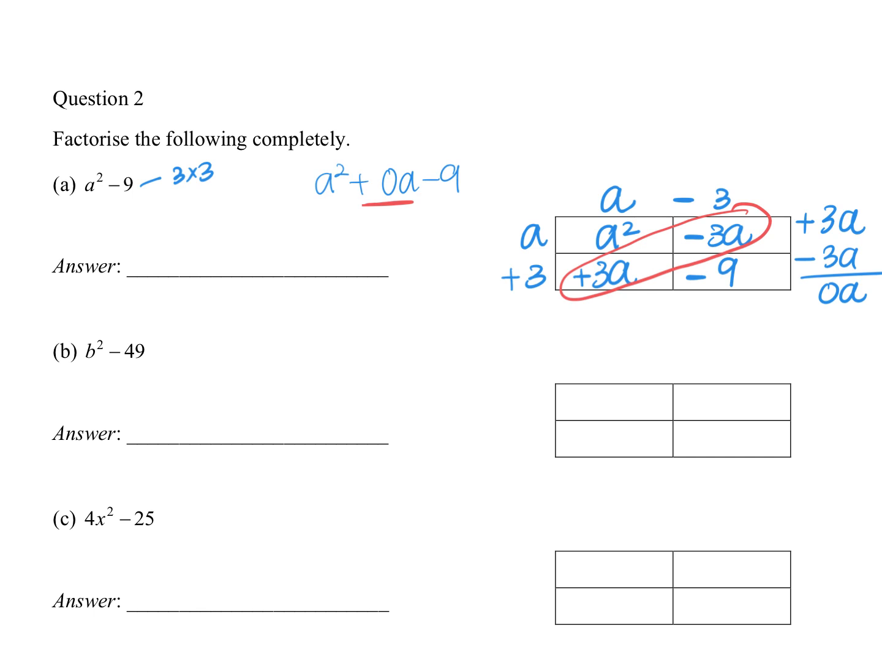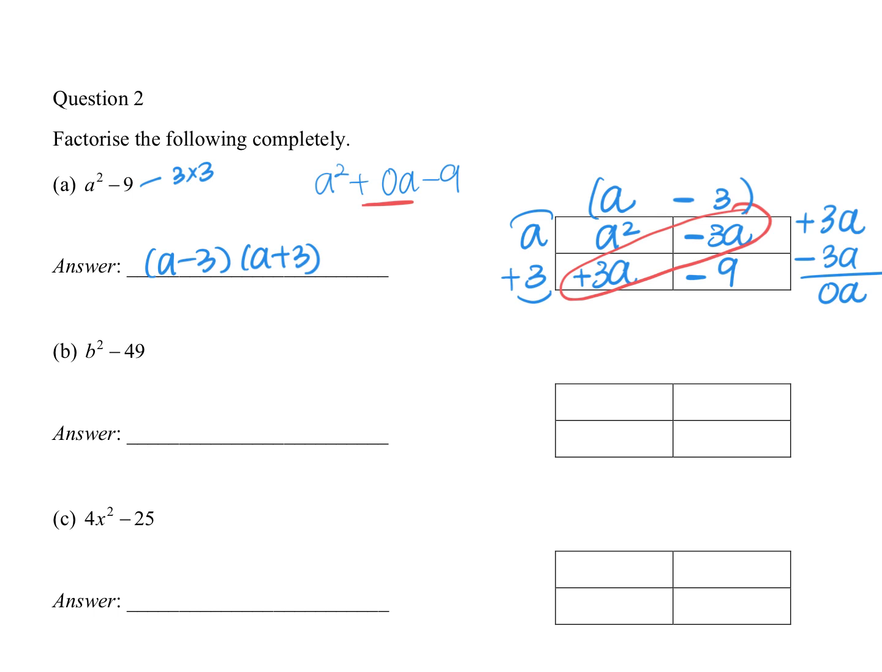So if that's the case, the answer, we'll have 2 brackets over here. This will be a minus 3. The other one will be a plus 3. Have you gotten the concept? Let's try one more question.